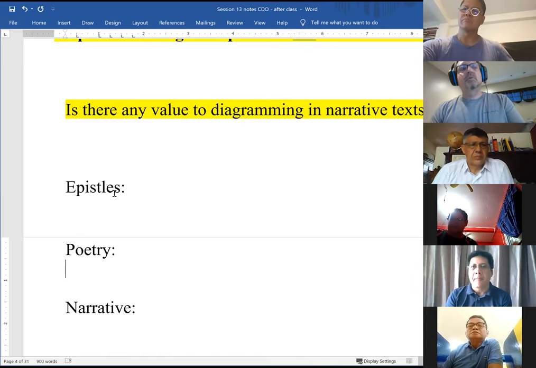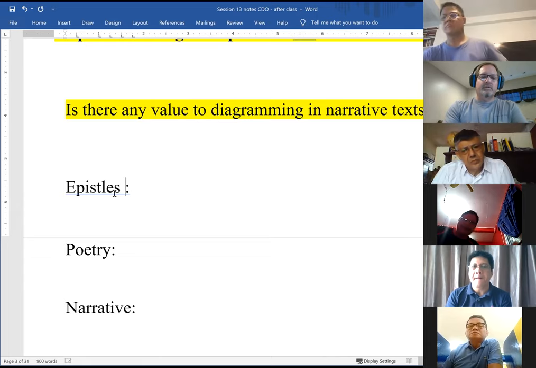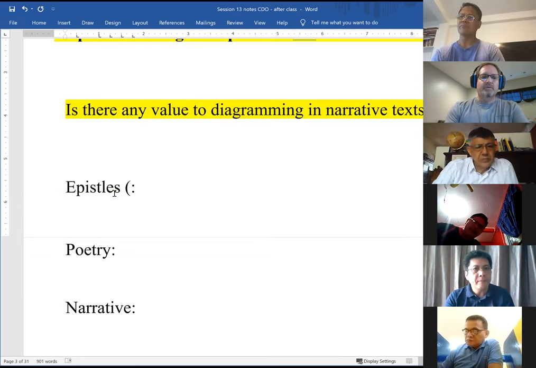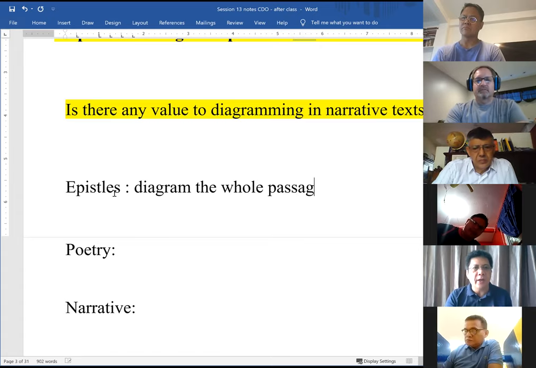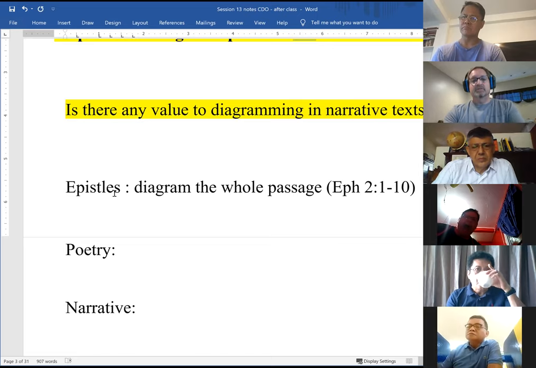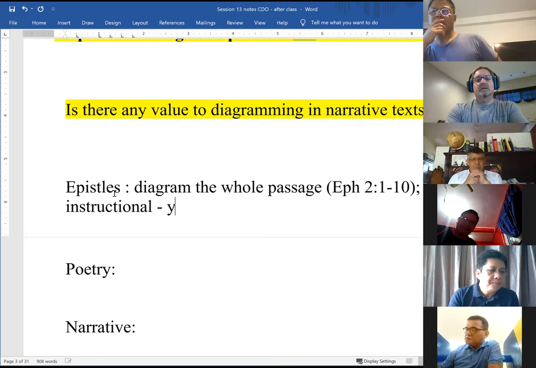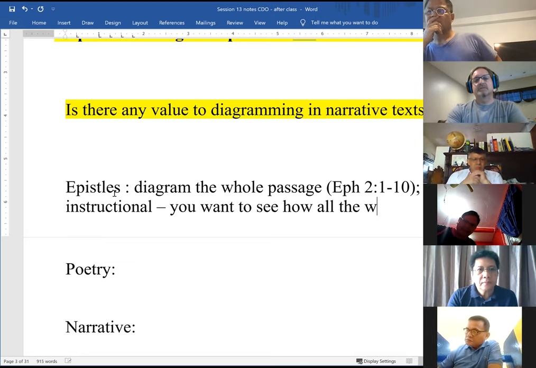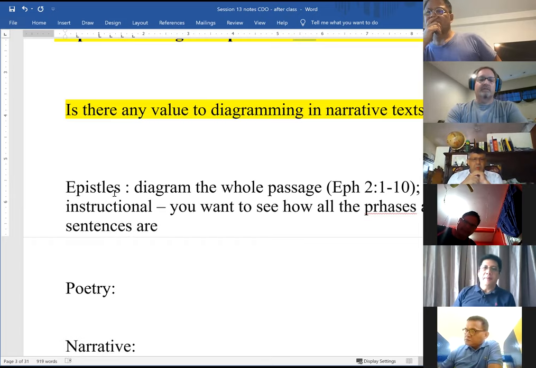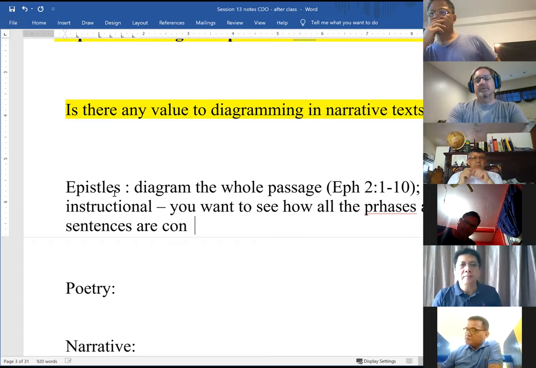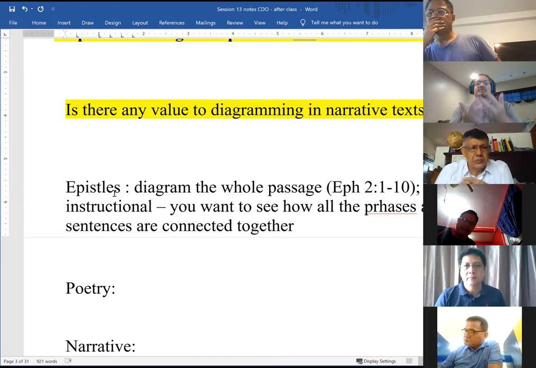Yeah, I would break it down like this. Epistles: we would diagram the whole passage. Let's say you had Ephesians 2:1-10. That was your text. You would diagram the whole passage, because it is instructional. You want to see how all the phrases and sentences are connected together. There's a logical flow of thought because it's in the form of instruction.